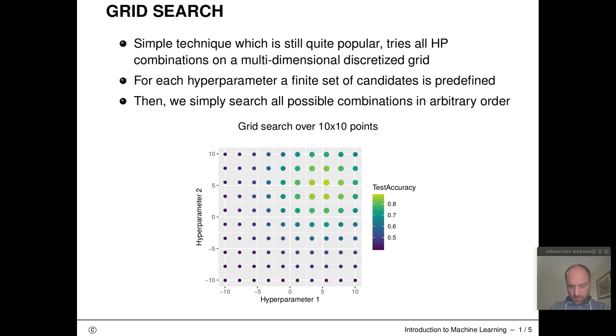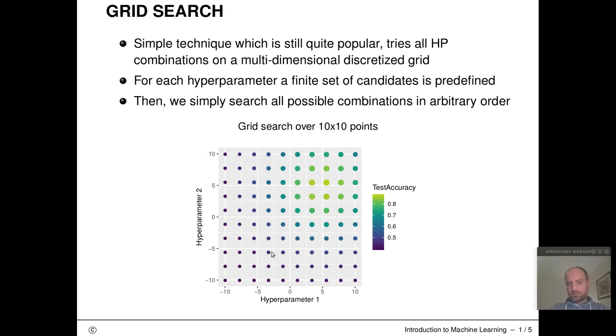So in the example down here, we have, for example, two hyperparameters, both apparently more of a numerical continuous nature. We have a region of interest that we want to optimize the hyperparameters over. So both hyperparameters go from values from minus 10 to plus 10. And we also have assumed that we have discretized them to 10 values each on this interval from minus 10 to 10. So we have 10 for hyperparameter 1, 10 for hyperparameter 2. Obviously, then our whole grid contains 10 times 10 values.